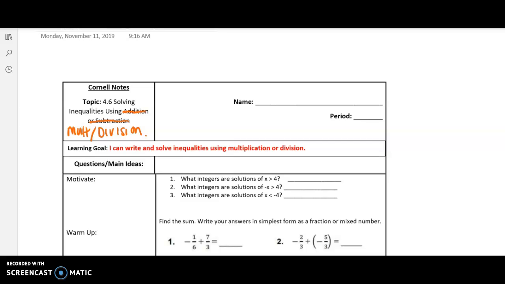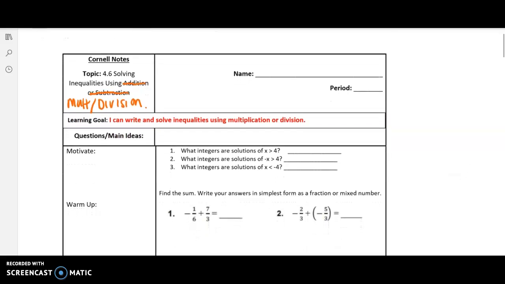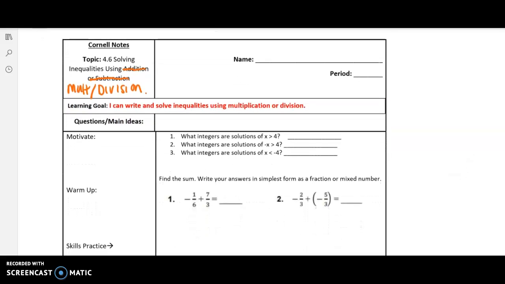Alright, today we are starting 4.6, which is solving inequalities using multiplication and division. Our learning goal today is: I can write and solve inequalities using multiplication and division.